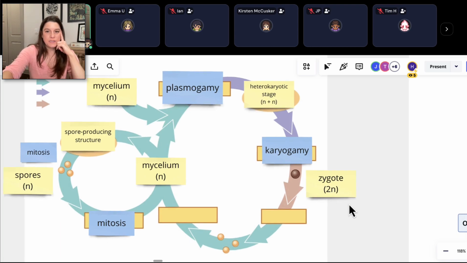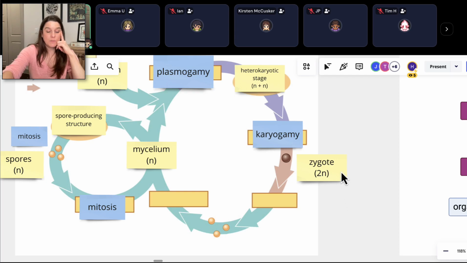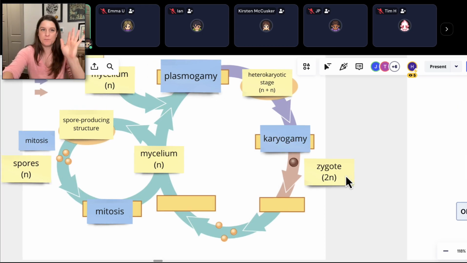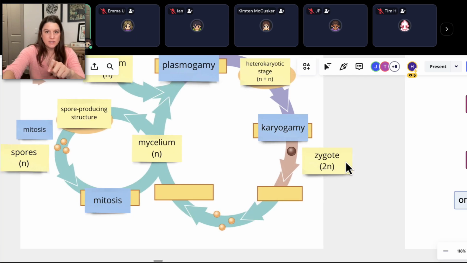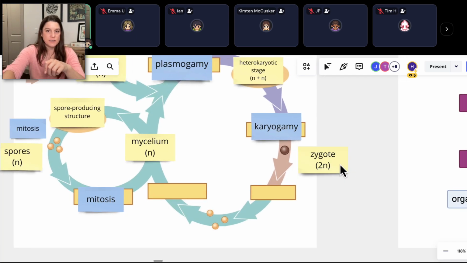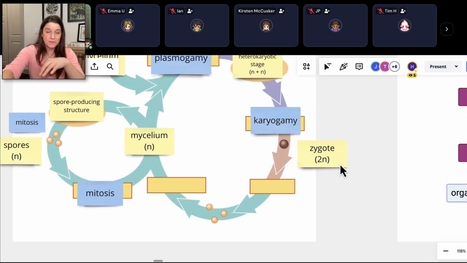And then that zygote needs to grow, but it can't grow up directly. This is different, right? Zygotes we often think of as growing up directly into the new organism, like it goes through an embryo, but fungi don't do that. The zygote is the only diploid stage, and it's going to become not a zygote very rapidly.